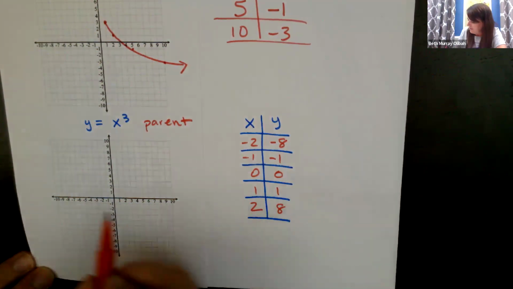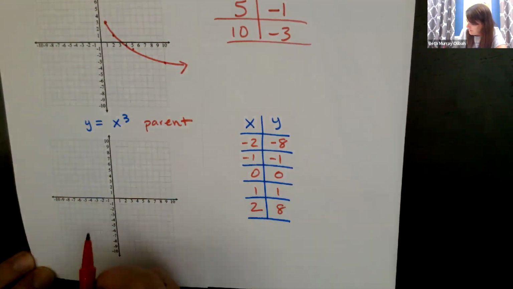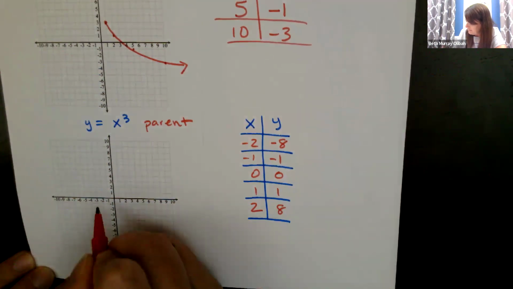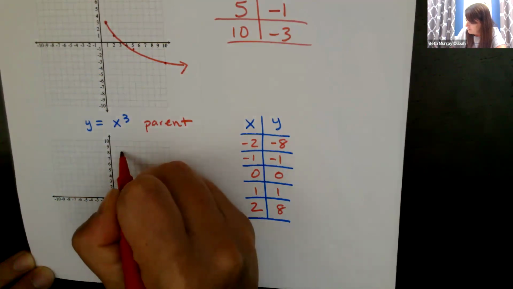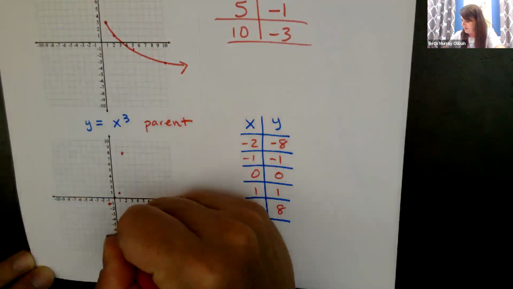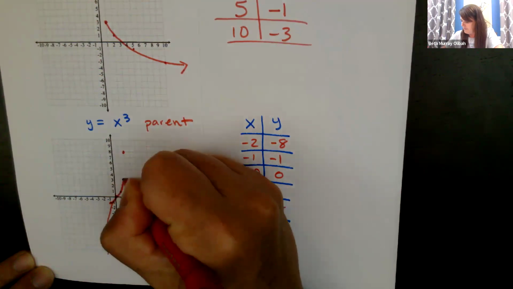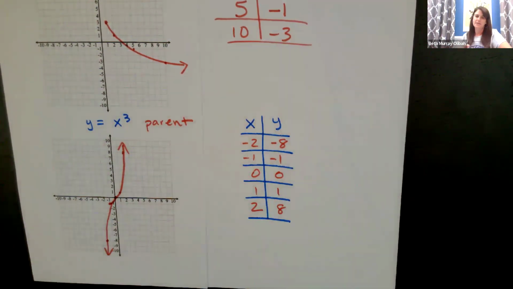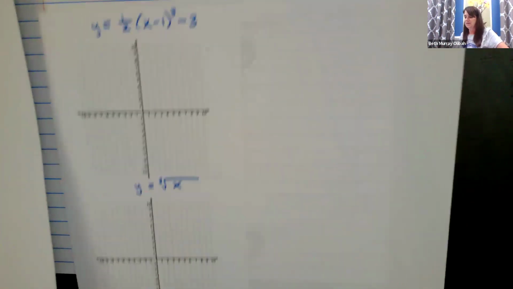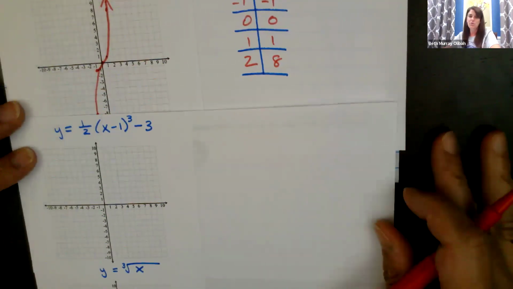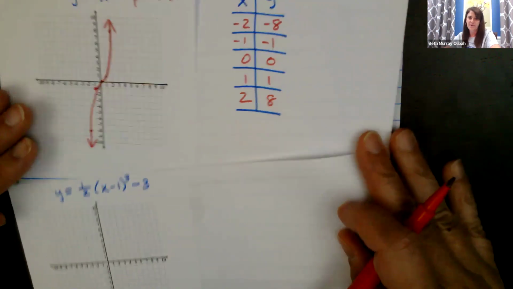So what is this going to look like? -2, -8; -1, -1; 0, 0; 1, 1; and 2, 8. So it is kind of an S graph. Okay, so same idea. If now there's been some changes to that graph, we can use the parent graph numbers that we just found.